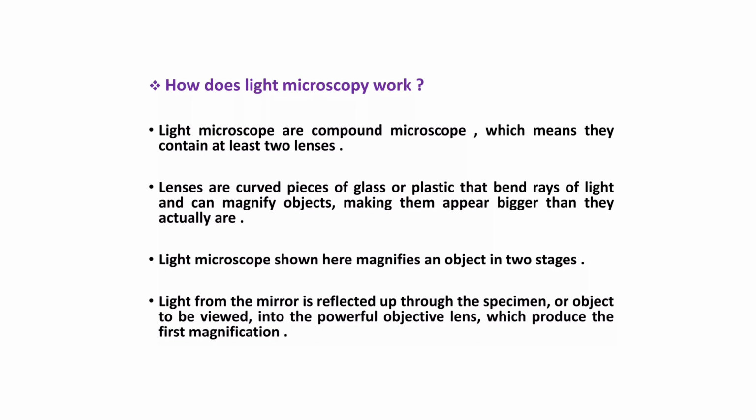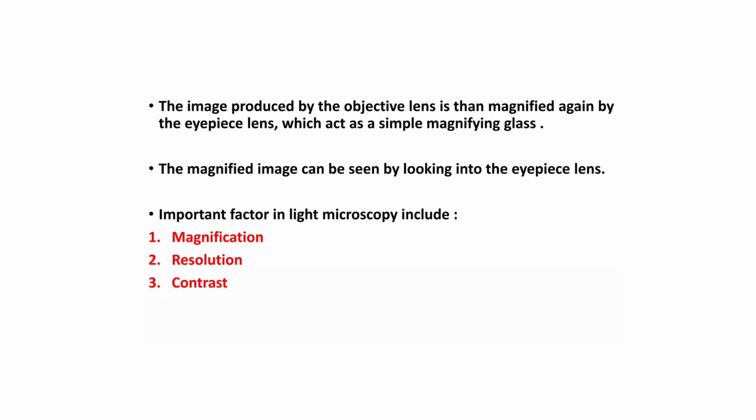A light microscope magnifies an object in two stages. Light from the mirror is reflected up through the specimen or object to be viewed into the powerful objective lens, which produces the first magnification. The image produced by the objective lens is then magnified again by the eyepiece lens, which acts as a simple magnifying glass. The magnified image can be seen by looking into the eyepiece lens. The important factors in light microscopy include magnification, resolution, and contrast.